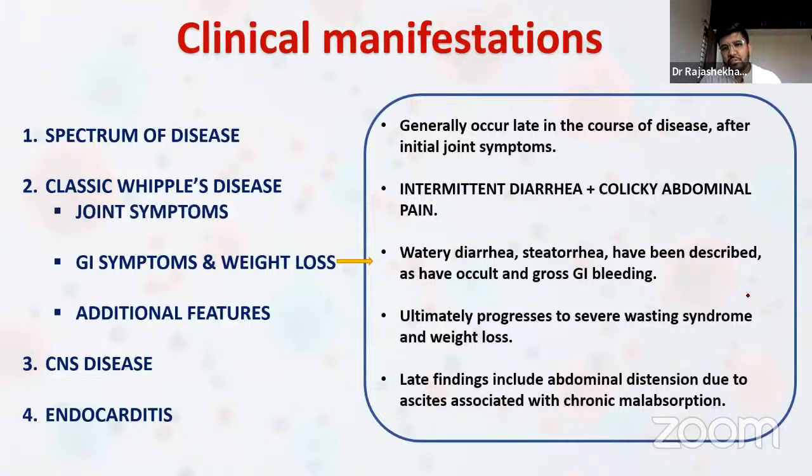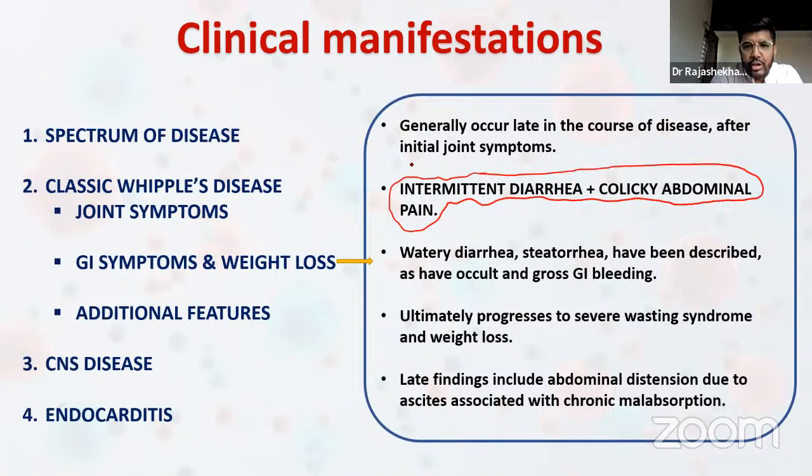After joint symptoms of some years, these patients develop GI symptoms, which occur late in the course after the initial joint symptoms. The most common presentation is intermittent diarrhea with colicky abdominal pain. The diarrhea can be watery. There can be steatorrhea. Sometimes gross GI bleeding can be there. So the presentation can be varied. And these patients can ultimately progress to a severe wasting syndrome and weight loss secondary to chronic malabsorption or protein losing enteropathy. Later they may develop abdominal distension due to ascites from the chronic malabsorption.